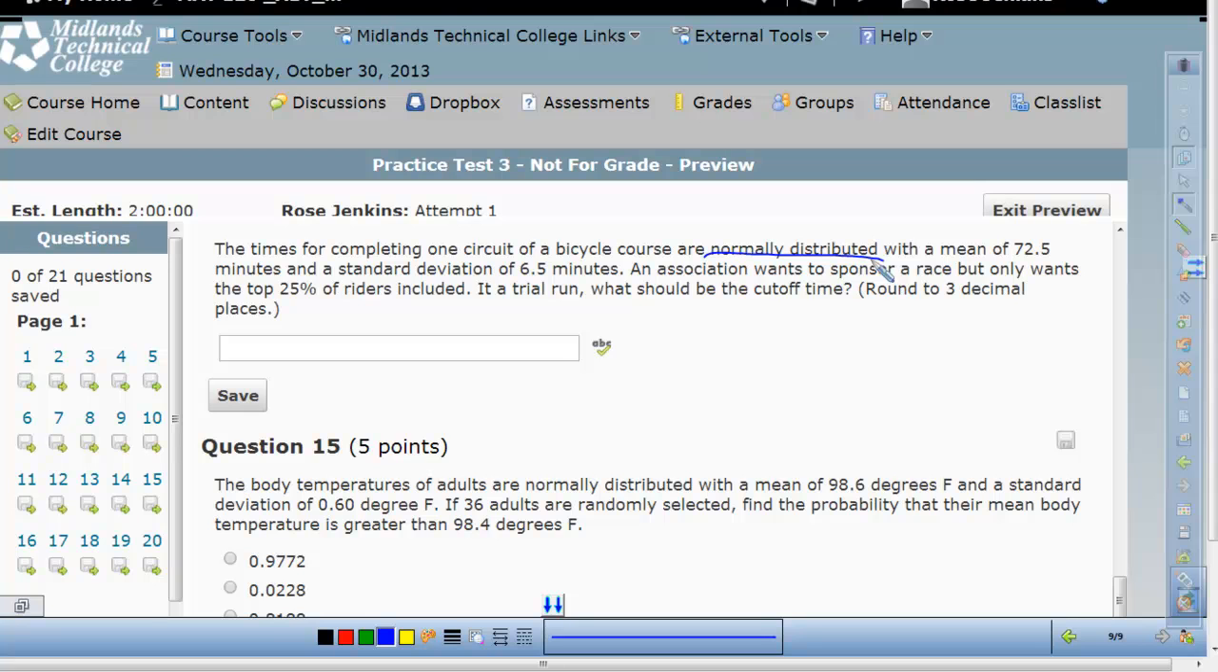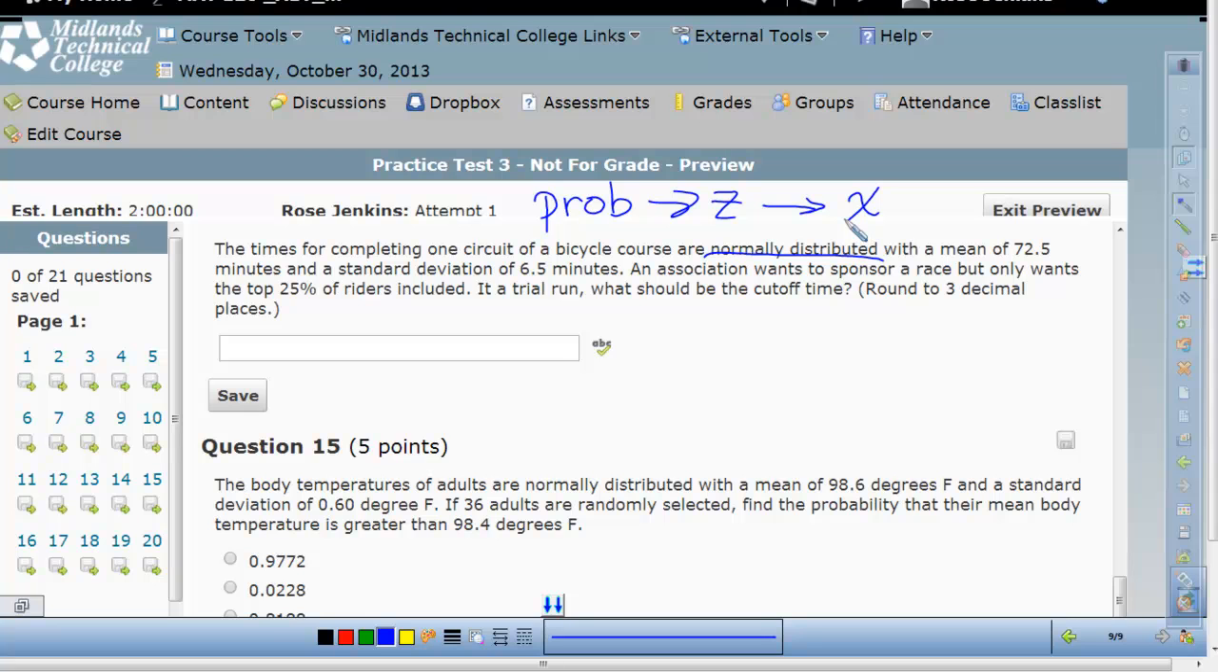Not z. Nope, sure isn't. It's x. X is our random variable. In this case, the random variable is the time to complete the race. They're asking us to find x, so we're going to start with the probability, then convert backwards to the z, and then look at the x value.